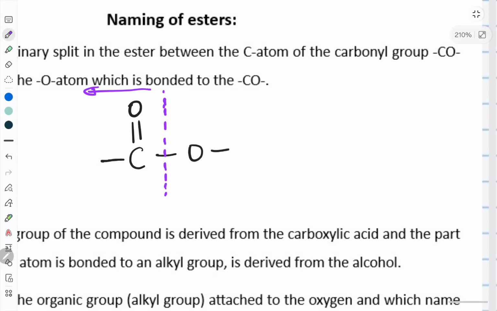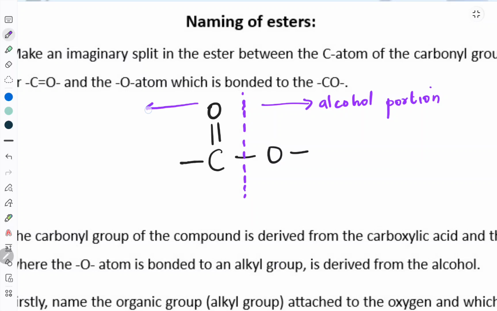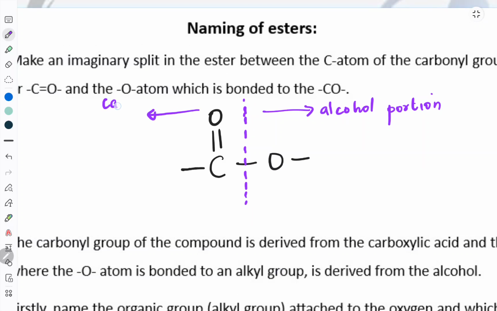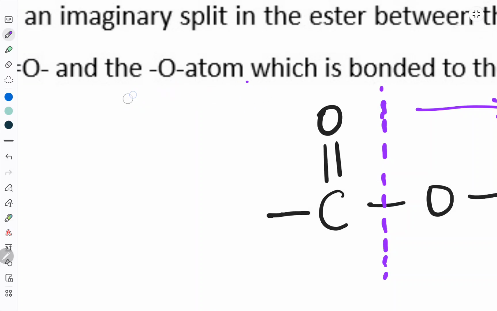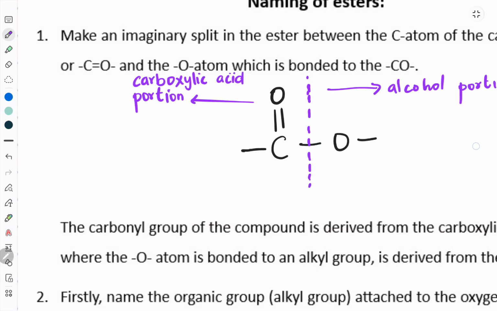So that's what we mean. You split it there. This side is the alcohol part, and going that side would have been the carboxylic acid portion. Okay, so that's what we have.